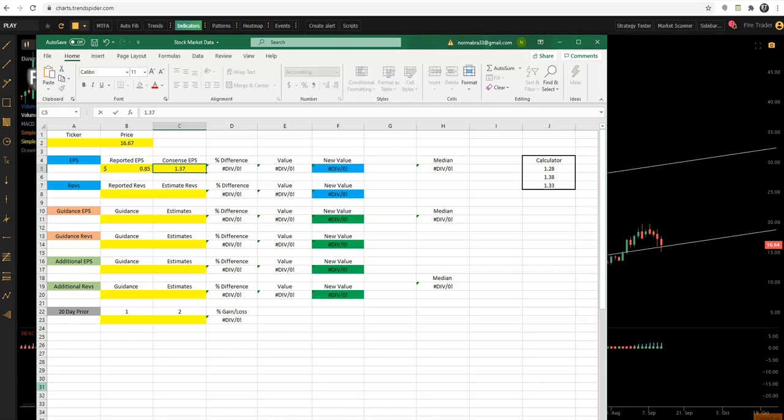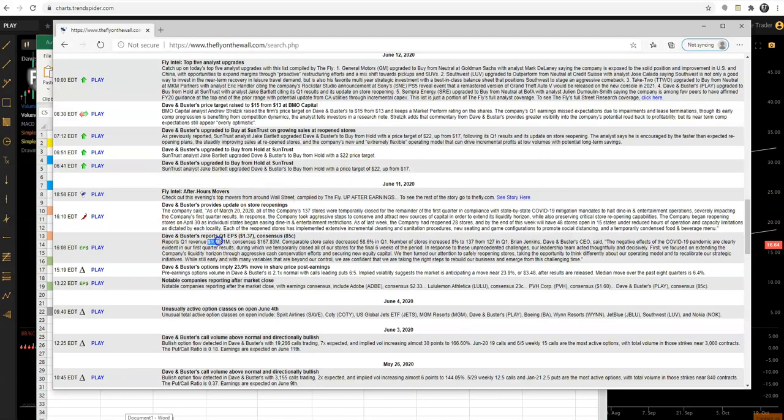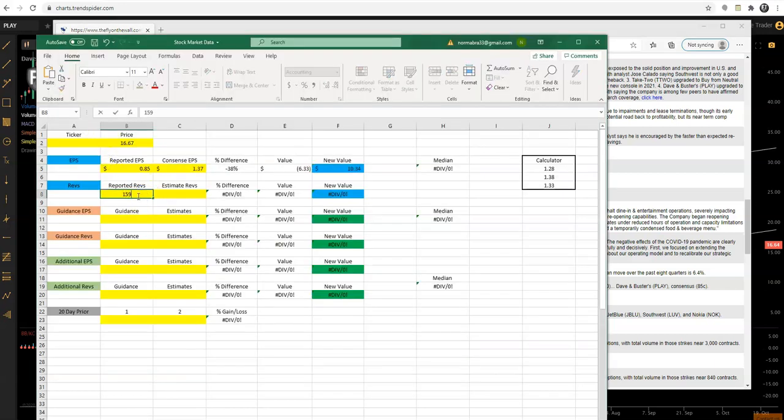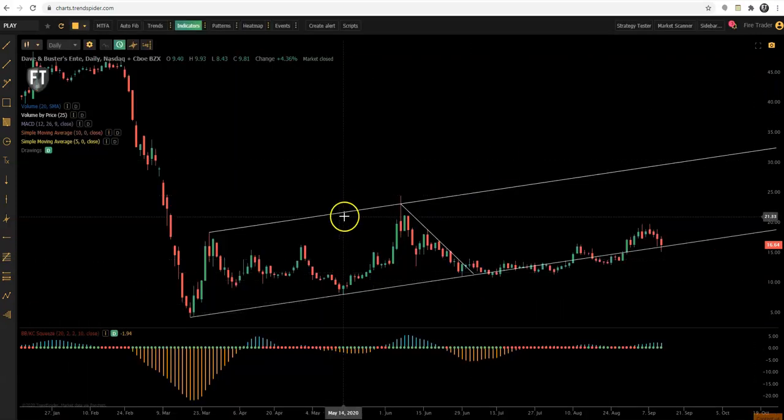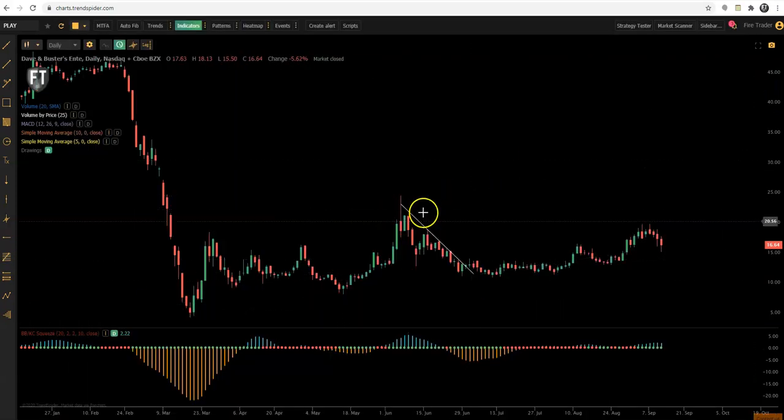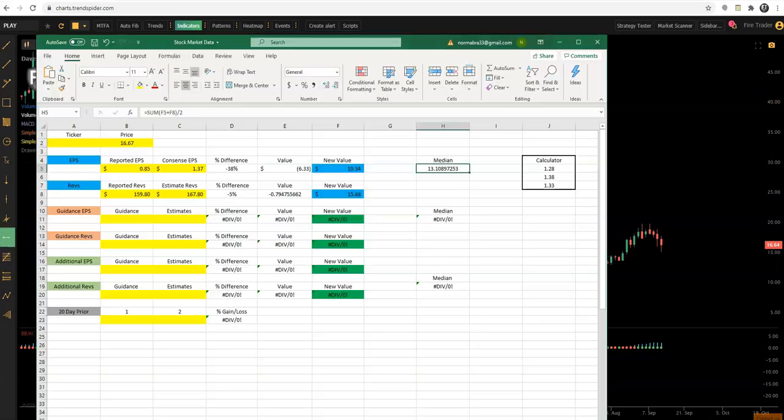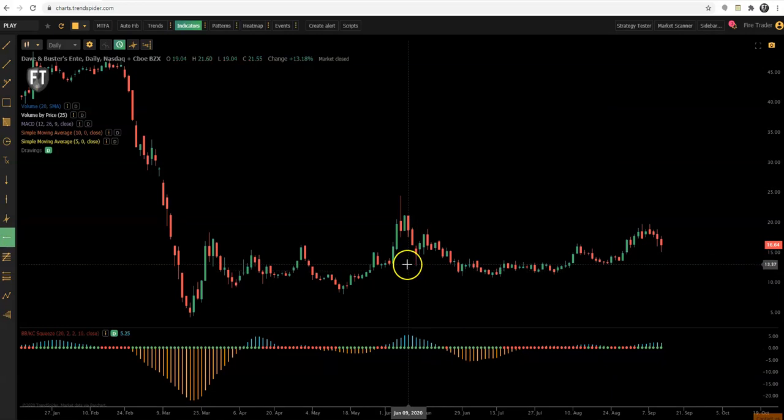Now we're going to check out the revs here. We're going to go 159.8 versus 167.8. Bam. It's going to give us 1310, which is going to be the value of the stock after their last earnings, not the ones that they just reported. So what was it again? 1310.